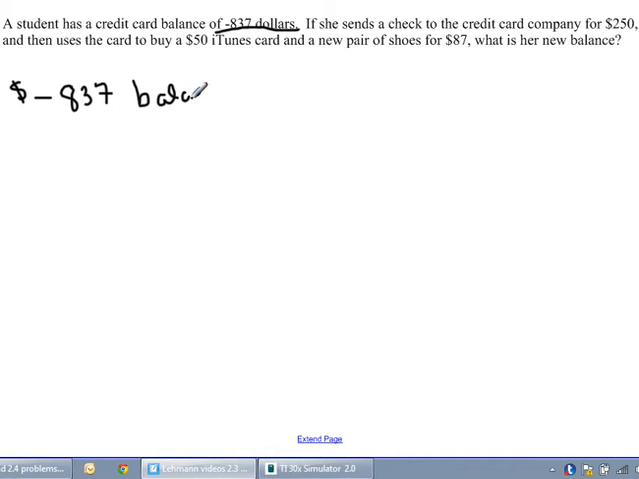And then it goes on to tell us that from the balance, she then sends a check to the company for $250. Well, if you think about sending a check for $250, that's going to be working in your favor. That's going to be $250 being added. And so that's a good thing to do, to start paying off your credit card here. So that's the check that was sent.